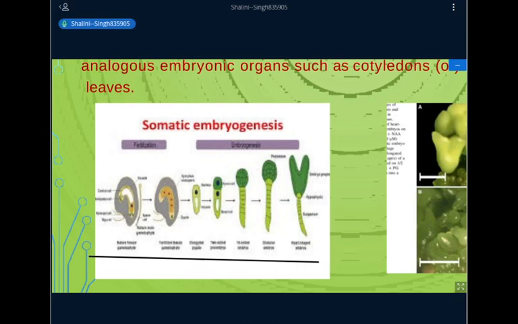And these are the different developmental stages in the development of embryo. It is same in zygotic and somatic embryos. So these are different stages in the embryo development. This is heart shape.